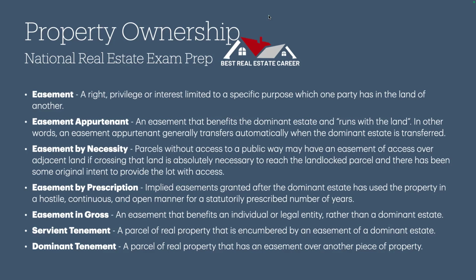Then we have an easement appurtenant. And this benefits the dominant estate and runs with the land. So who's the dominant estate? The dominant estate is the property that is using somebody else's property. When you're talking about dominant versus servient, because those are going to be important to know, the dominant estate is the estate that is taking from the servient. Dominant takes, servient gives.